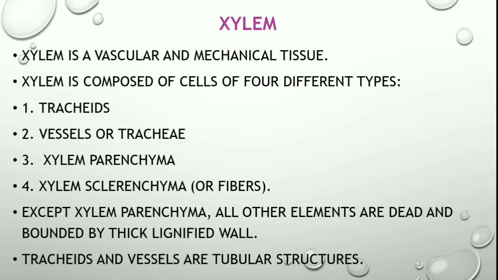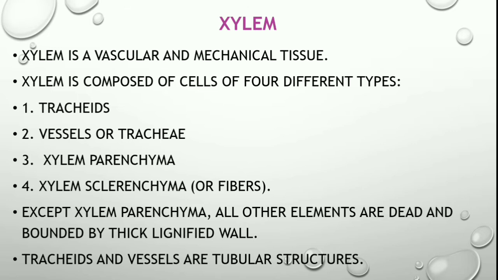The first complex permanent tissue is xylem. Xylem is a vascular and mechanical tissue. Most of the cells of xylem are dead, and that's why it also provides mechanical strength to the plant. Xylem is composed of cells of four different types: tracheids, vessels, xylem parenchyma, and xylem fibers or xylem sclerenchyma. Except xylem parenchyma, all other elements are dead and bounded by thick lignified walls, due to the deposition of lignin.